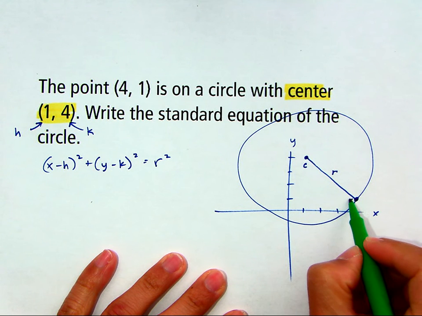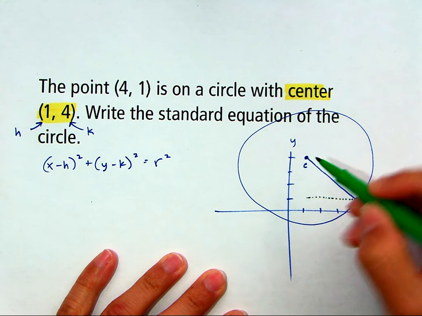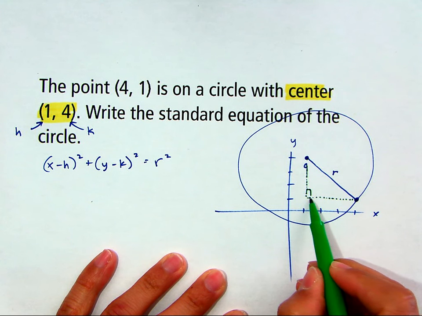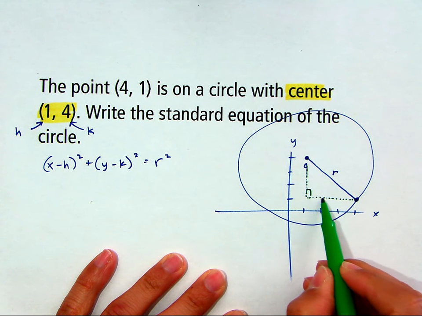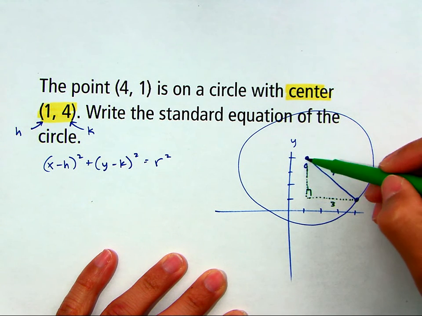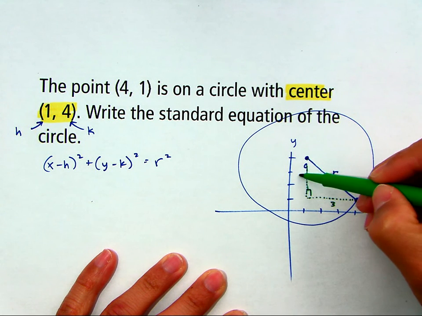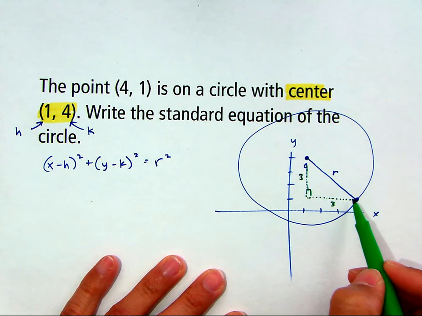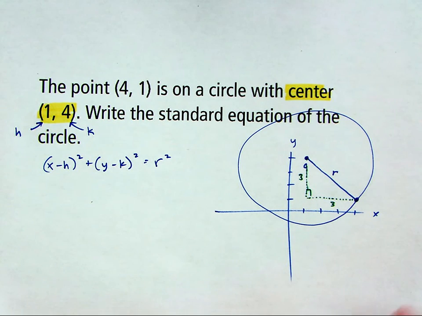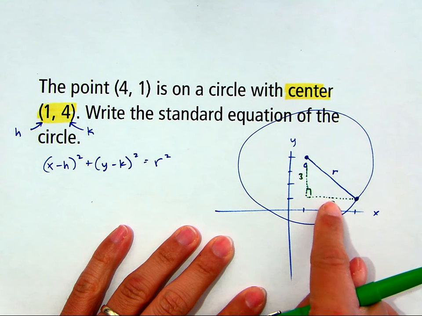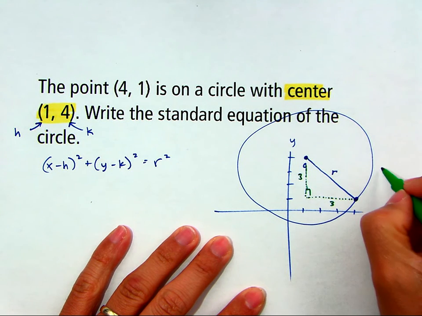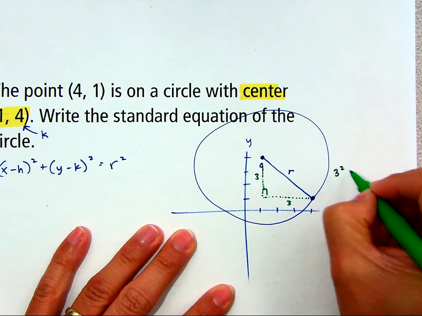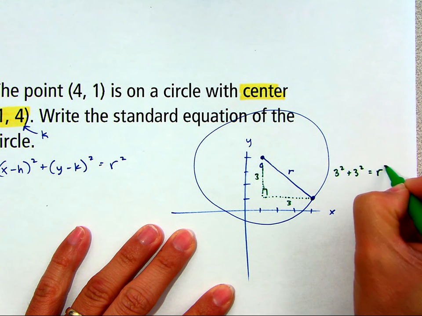And so you might not see it yet, but I'll make it a little bit more apparent to you that we have a right triangle. The length of this leg is 1, 2, 3 units, and the length of this leg is 1, 2, 3 units, right? So how do we find the radius, the hypotenuse of this triangle? We use the Pythagorean theorem: a² + b² = c². So we could write over here, let's move the paper over, 3² + 3² = r².